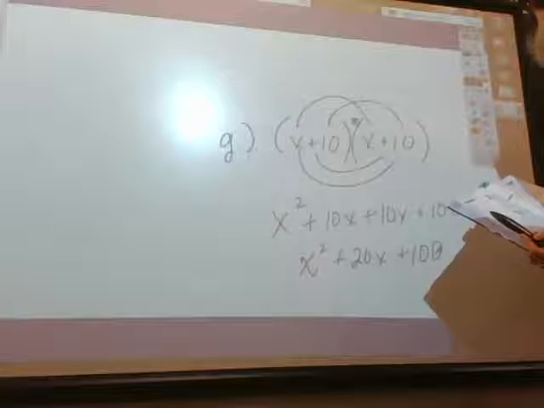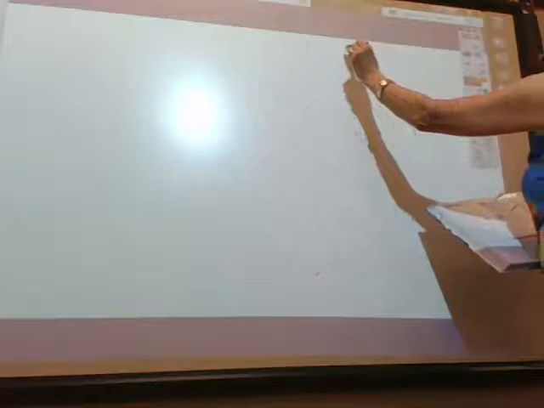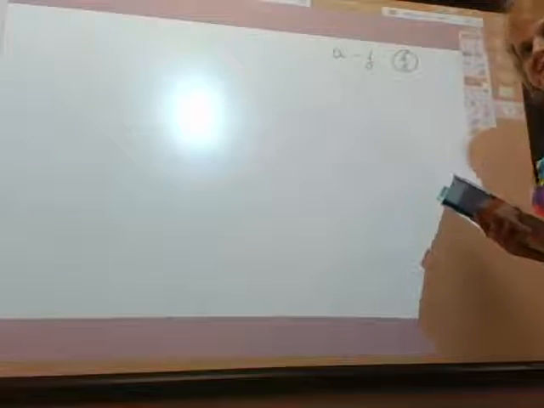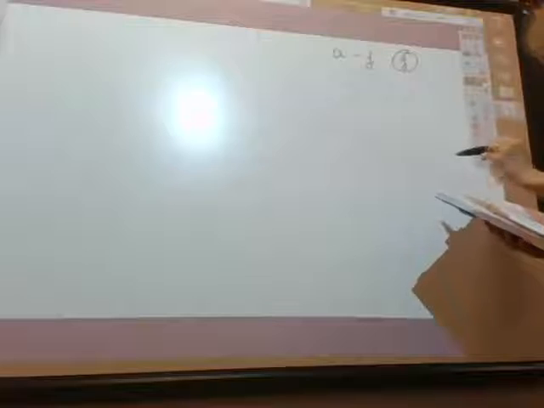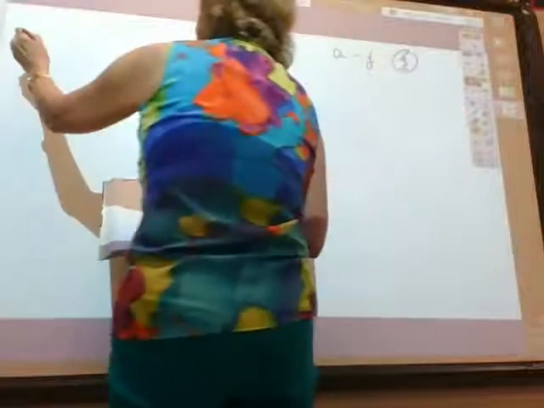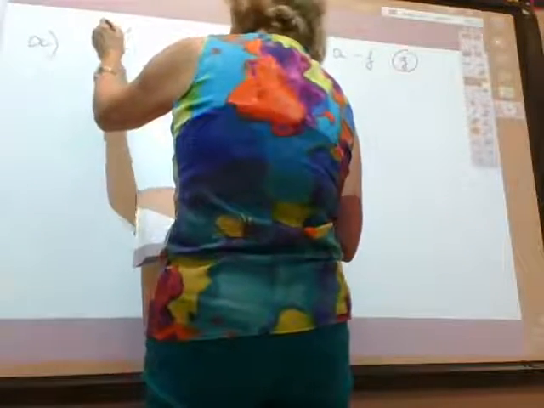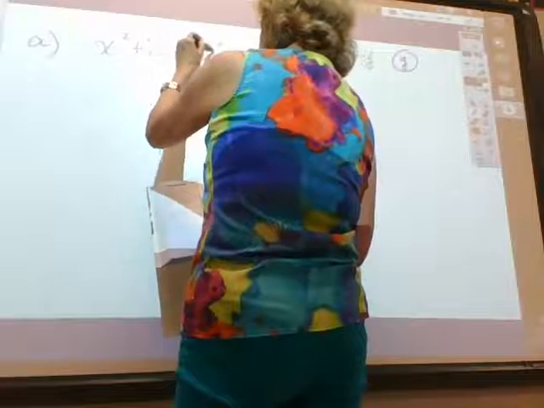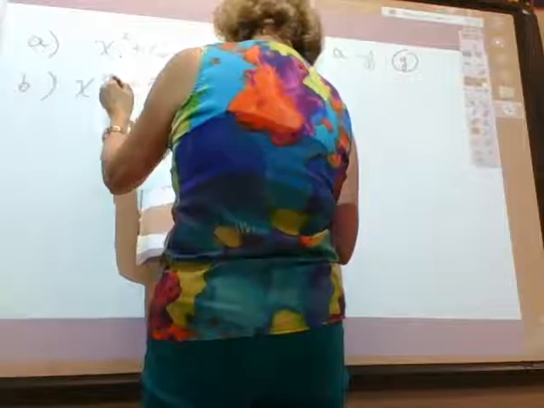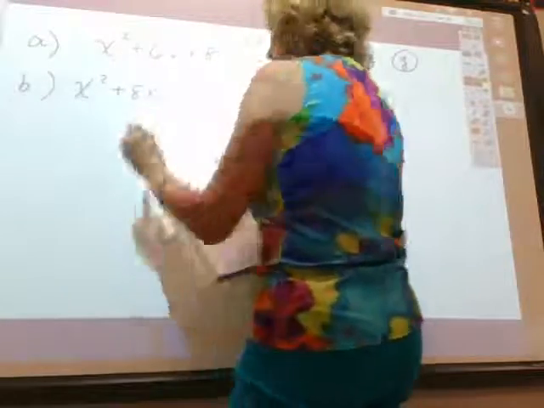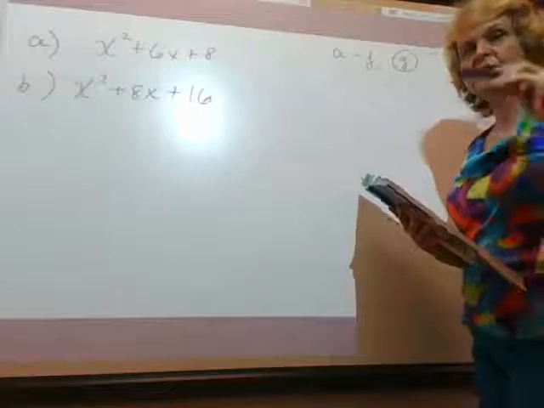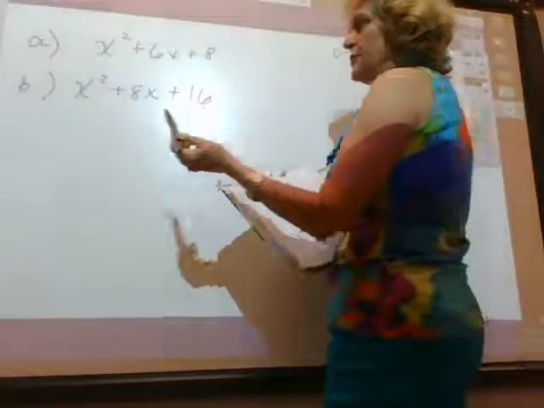So do A through J, please. A through J, you're skipping G. We already did that one. So please stop the video, do these, right, and then check your work, okay? On B, you don't have to list and explain your steps. You're just going to write the x plus 4 times x plus 4, do FOIL, and get your answer.